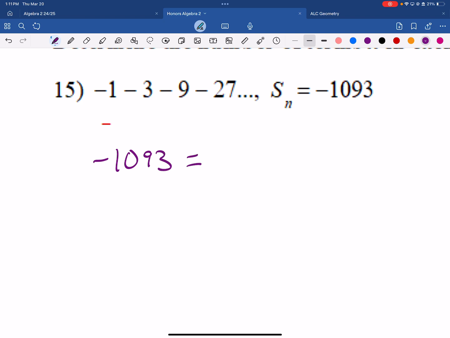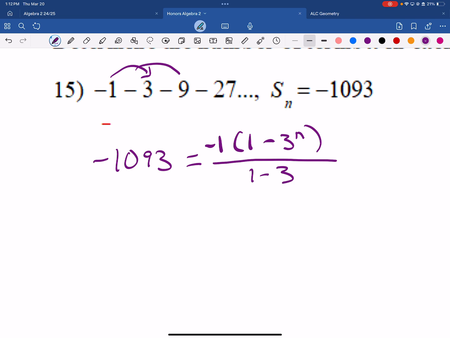1,093. That has to equal my first value, A of 1. What's my A of 1? Negative 1. Times 1 minus my ratio. What's my ratio? 3. The ratio is 3. How do you get from 1 to negative 3? You multiply by 3. How do you get from negative 3 to negative 9? You multiply by 3. So it's going to be 1 minus 3 to the n, all divided by 1 minus 3.